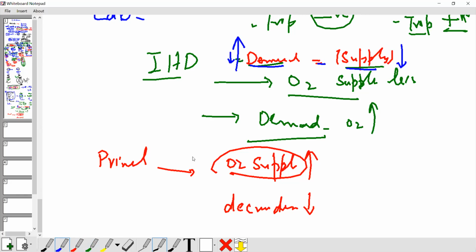Decrease the demand. How can you decrease the demand? By using a beta blocker. Beta blocker is the gold standard here for this patient. It's a very good drug. A beta blocker decreases the heart rate. So if the heart rate decreases, what happens? The muscle contraction decreases, oxygen demand decreases, energy requirement decreases, everything decreases.